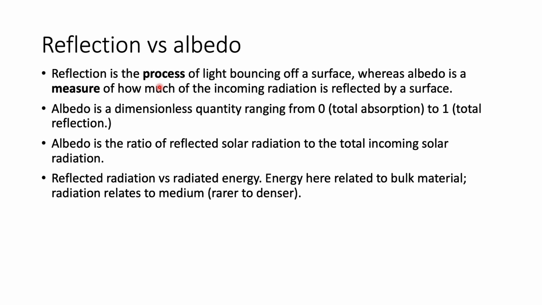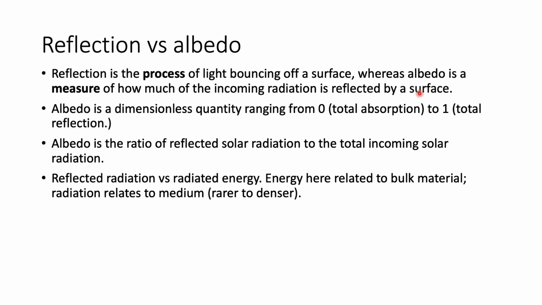Reflection is a process of light bouncing off a surface, whereas albedo is the measure of how much of the incoming radiation is reflected by the surface. So one is the process by which the light is reflected, another one is the measure of how much is reflected. So one is called reflection, another one is called albedo.